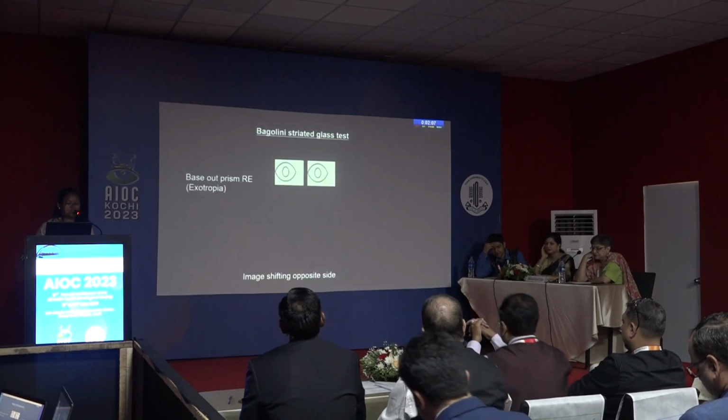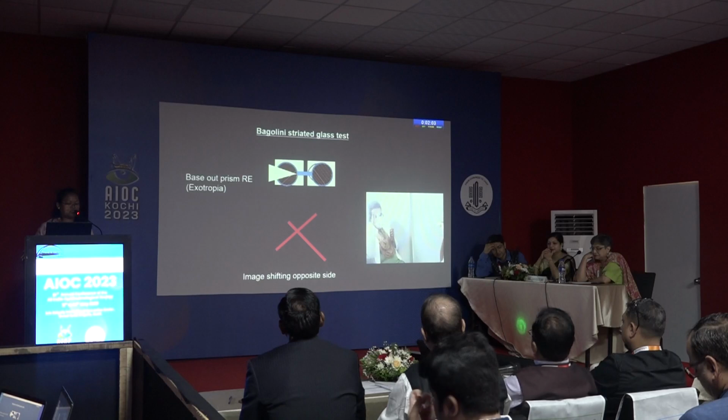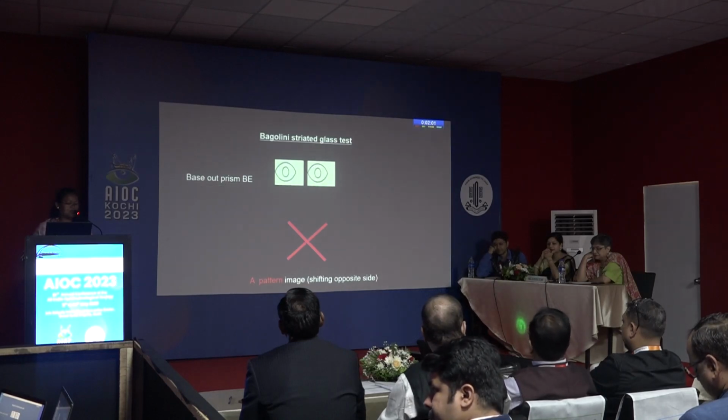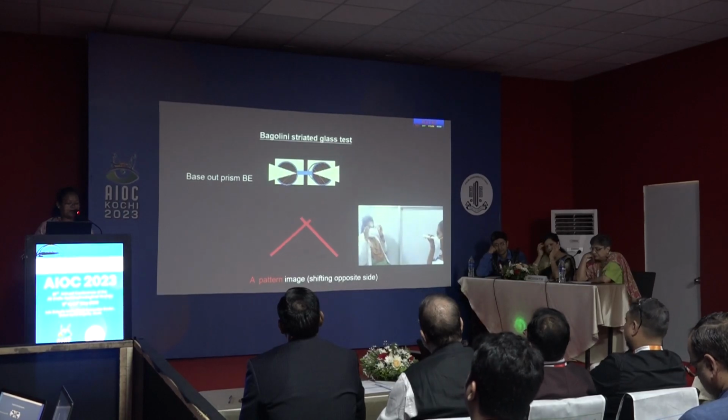When both prisms are placed base-in, then we beautifully see the V pattern. And when the eye is made exotropic, we see the image on the opposite side, and base-out prism is placed. We see beautifully the A pattern.